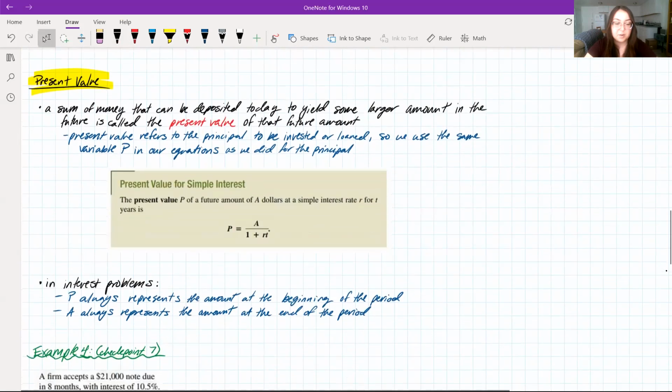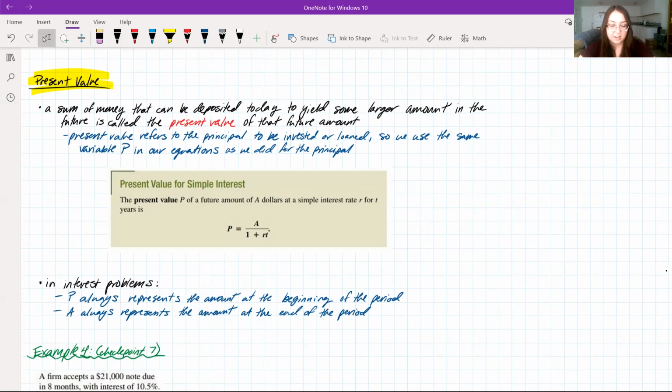All right, so now moving on from future value, we have present value. A present value would be a sum of money that could be deposited today to yield some larger amount in the future. It's called the present value of that future amount. And we know that the present value refers to the principal to be invested or loaned, so we use the same variable P in our equations as we did for the principal. So now our present value is also the same variable as our principal, since our principal and our present value are going to mean about the same thing in the context of these questions and these equations.